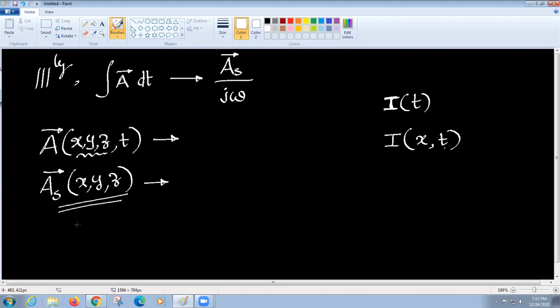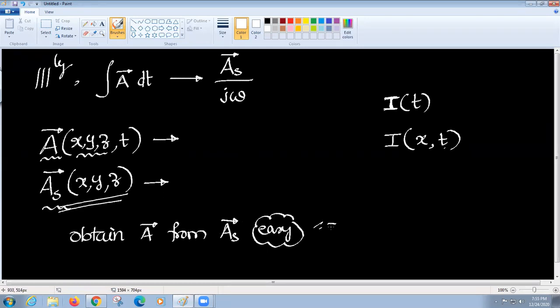And also it is easier to work with this Phasor form, as we know, and you can obtain the instantaneous form A from A_s very easily. I can put it down like this. So obtaining A from A_s is easy. I'm really happy with this.